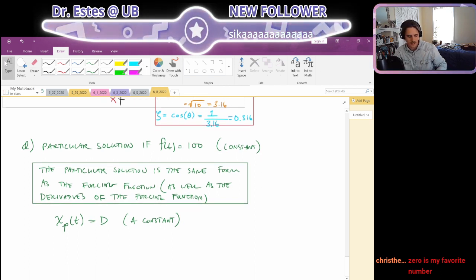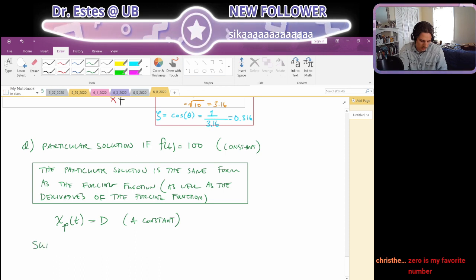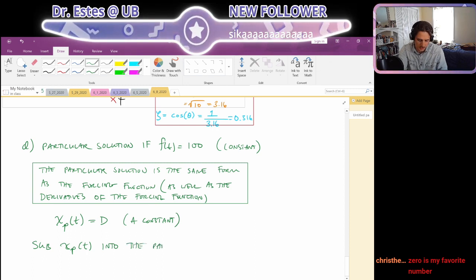So, next step, sub your particular solution into the particular portion of the differential equation.